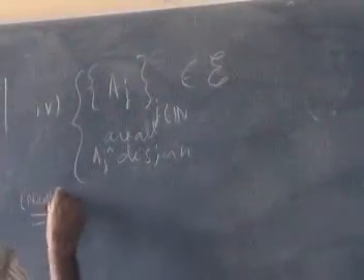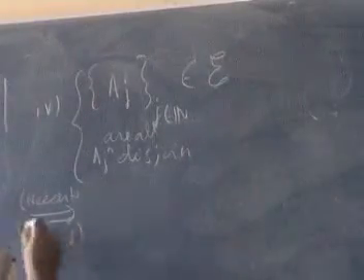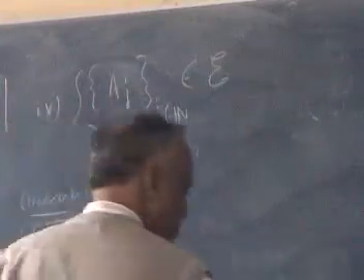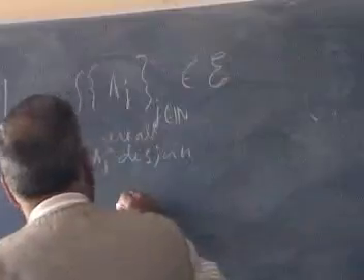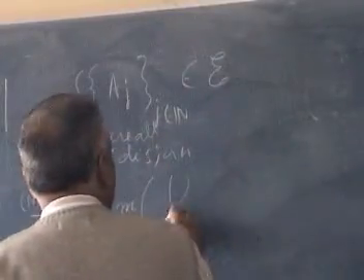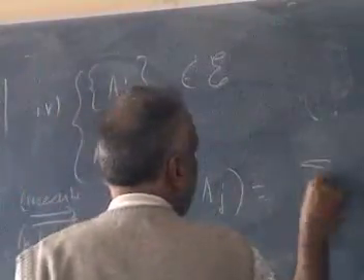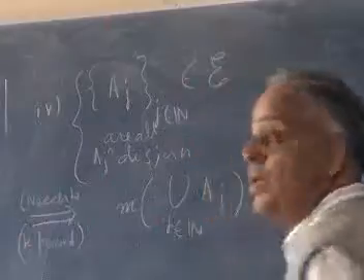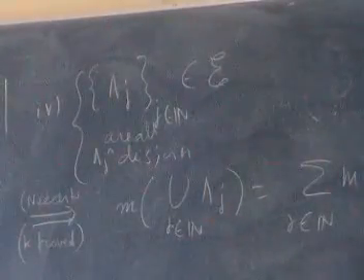The proof. M of the union of J. So that's one thing which requires a little bit of proof. It's not difficult. We'll hold it for a moment.